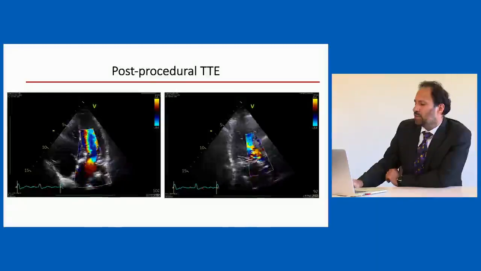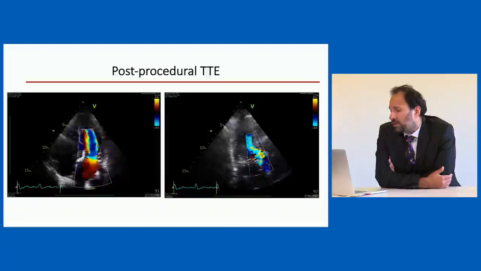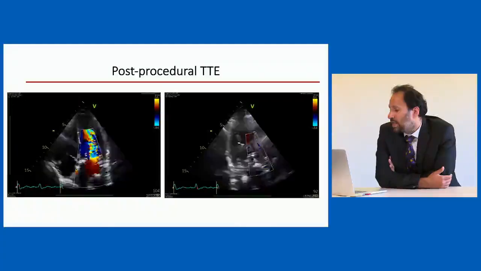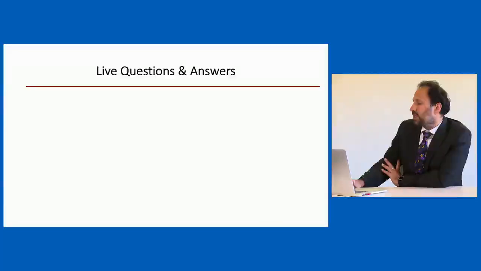We move to the 4-chamber views. We can see lovely laminar flow through the Sapien 3 valve with no significant regurgitation and no flow acceleration in the left ventricular outflow tract, which was one of the primary concerns.